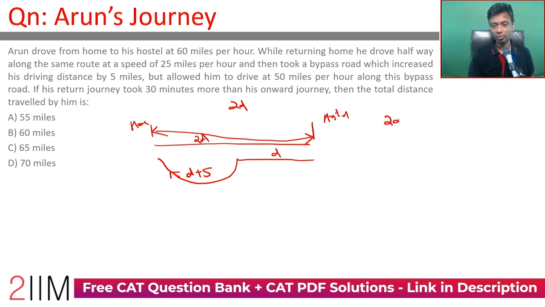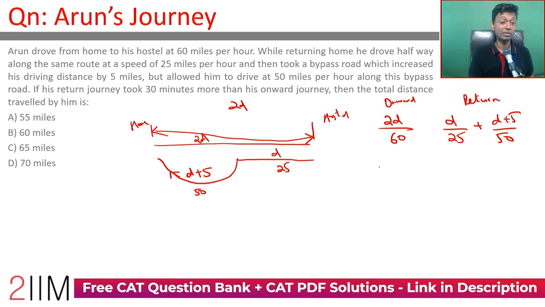The time taken would have been 2D by 60. While returning, the time taken would have been D by 25, because he's traveling at 25 miles, and D plus 5 by 50, plus D plus 5 by 50. This is onward journey. This is return journey.